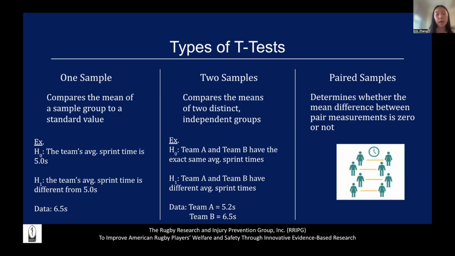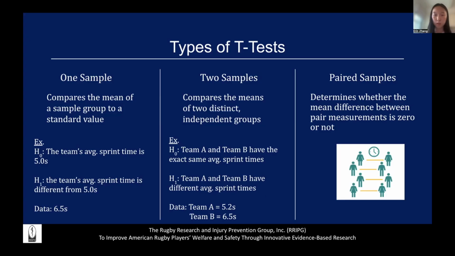So if team A has an average of 5.2 seconds and team B has an average of 6.5 seconds, the t-test would help you understand if that was just by chance, that maybe team B got lucky and they were faster, or if they truly are faster than team A.